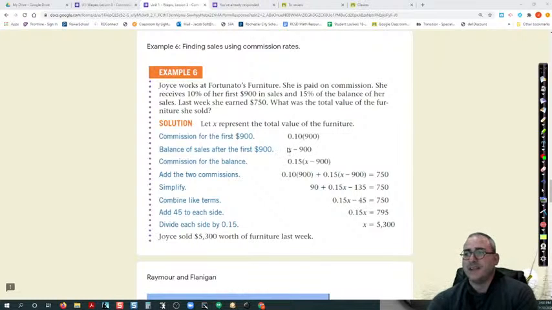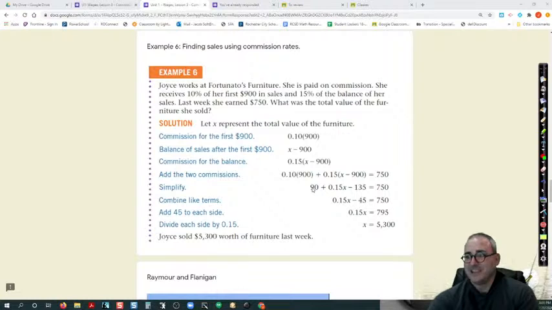So then we know that X is possibly something greater than 900. So we're going to do X minus 900. And we know that she got paid 15% for anything over the 900. So we're going to times 15% times the difference between 900 and what X is, which looks like this expression right here, right? We're going to add these two things together. You add this plus this, that gives her money. And we know her money was 750, so we can put that in there.